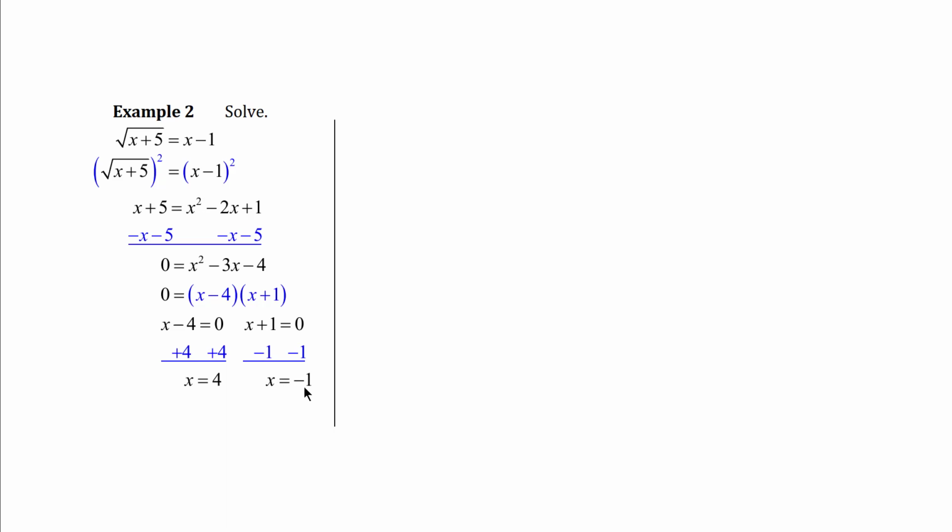Next, we verify our answers. We take 4 and plug it into the original equation. We get the square root of 4 plus 5 equals 4 minus 1. After simplifying, we get the square root of 9 equals 3. Square root of 9 is 3, and 3 equals 3. So this means that 4 is a solution to the equation.